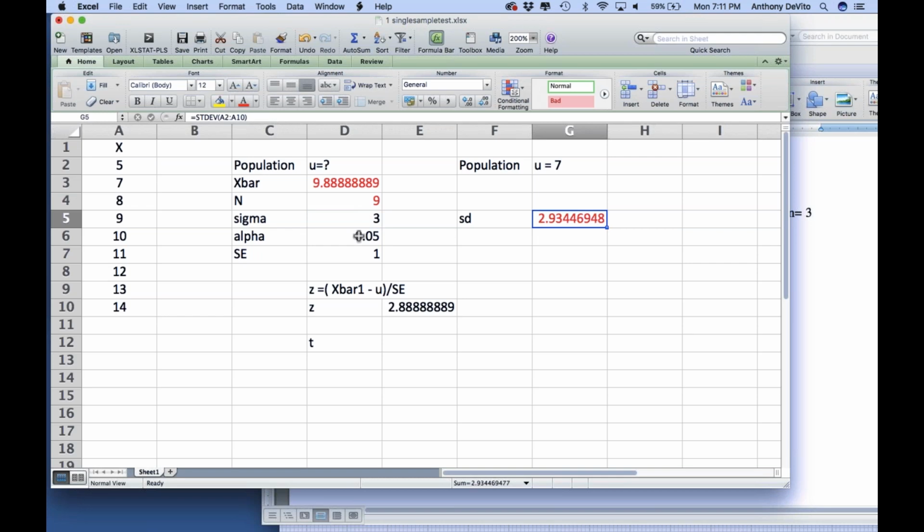Alpha is going to stay the same. Our tolerance for an alpha error is the same. But our standard error is now going to be a new number. What's our standard error going to be equal to? Well, we don't know sigma anymore, so we have to use the standard deviation of the sample divided by the square root of the sample size. It's going to be close, but not quite the same. That comes out to be 0.9781 instead of 1.